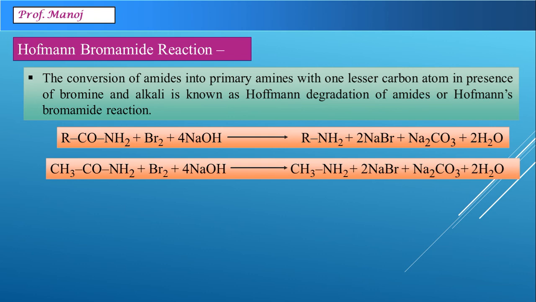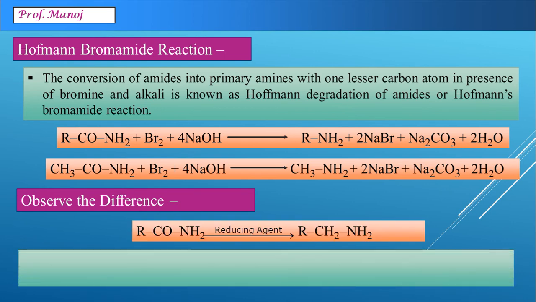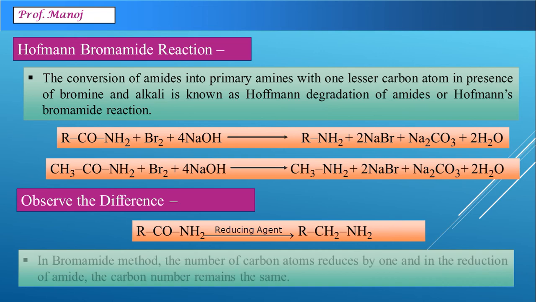If you remember, 5 minutes back we did a synthesis of primary amine also with amide. But observe a difference here, that RCONH2 on plain reducing agent produces RCH2NH2. So we can see in bromamide method the number of carbon atoms reduces, but in the reduction method number of carbon atoms remains same.